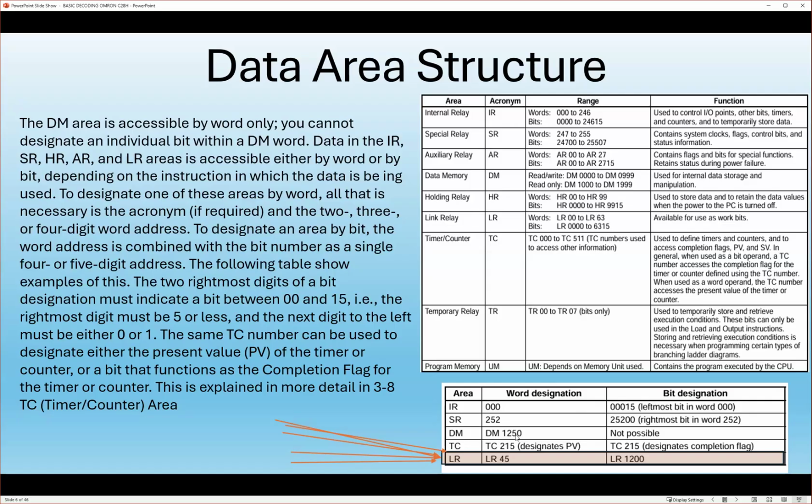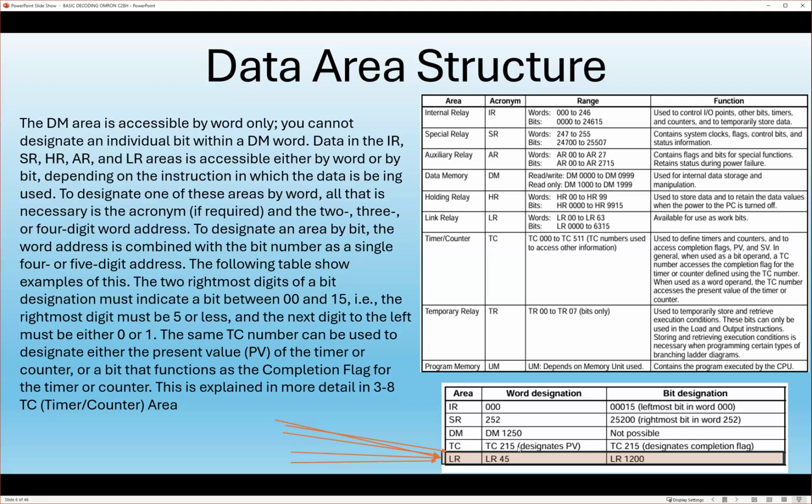Data memory, it's showing you an example of what's not possible, 1250, right? And if you look up here, our data memory only goes to 999. That's why that's not possible. Tracking so far? Yes.